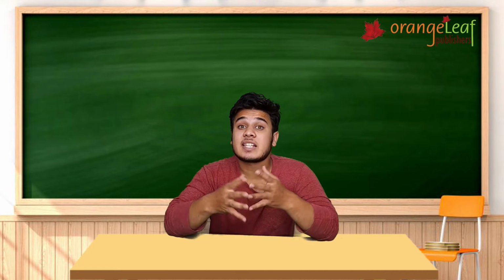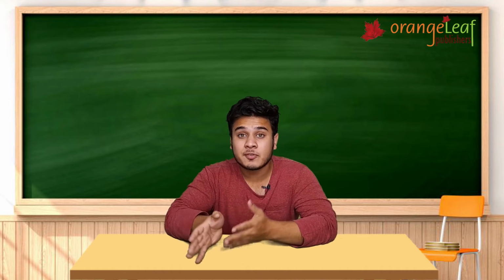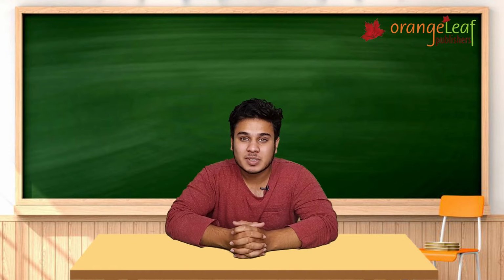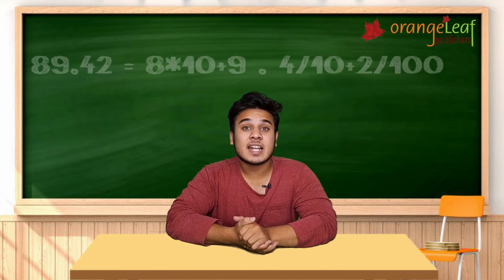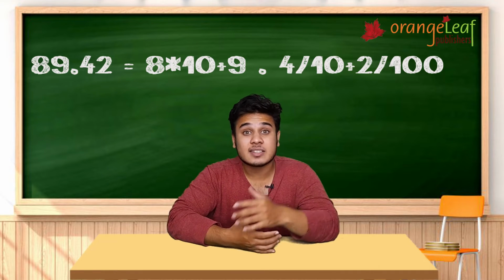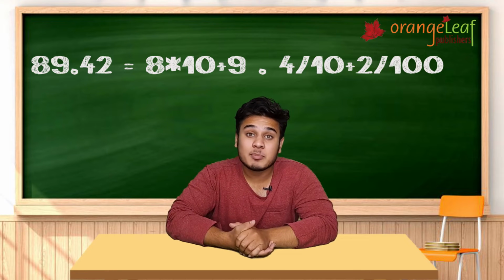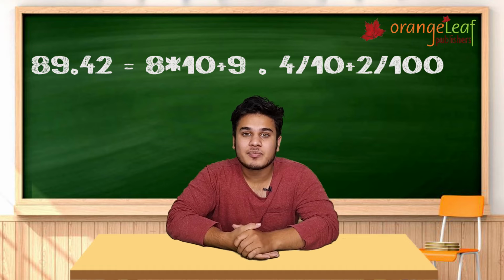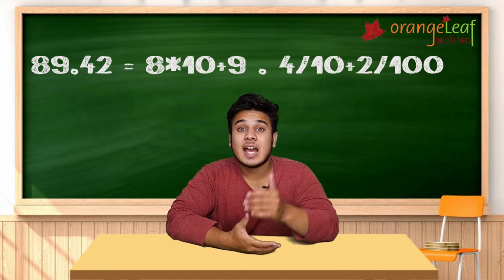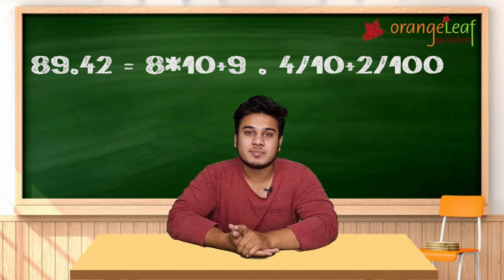We all know about the expanded form of decimal numbers. So we need to write the expanded form of the following decimal numbers. Let me help you out with the first question. The first question is 89.42. So, since 8 is in the tens place, we write that as 8 into 10. 9 being in the ones place is 9. 0.42. 4 is written as 4 by 10 and 2 as 2 by 100.